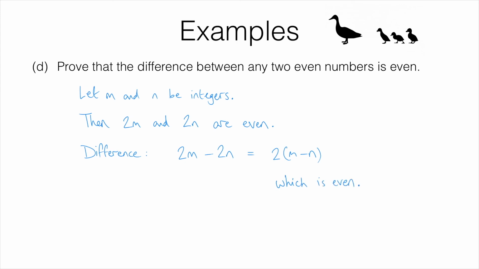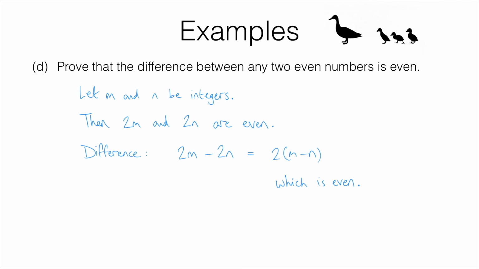So we're dealing with any 2 even numbers. So we've started off with m and n as integers. Then even numbers are going to have the form 2m and 2n. Remember, m could be any integer, but if we double it, we end up with an even number. So these can be used to represent any 2 even numbers.